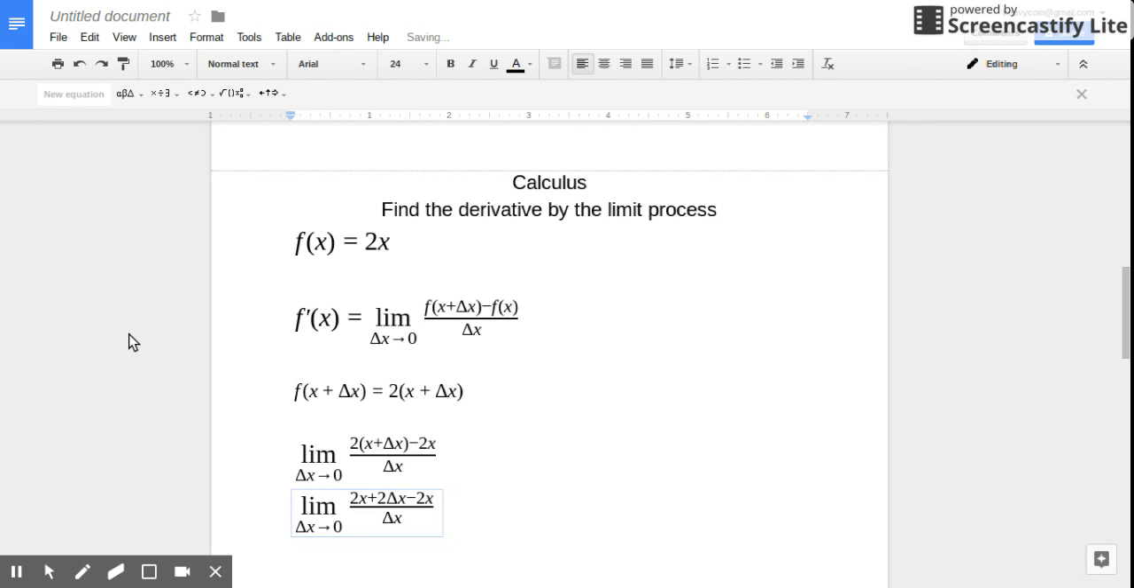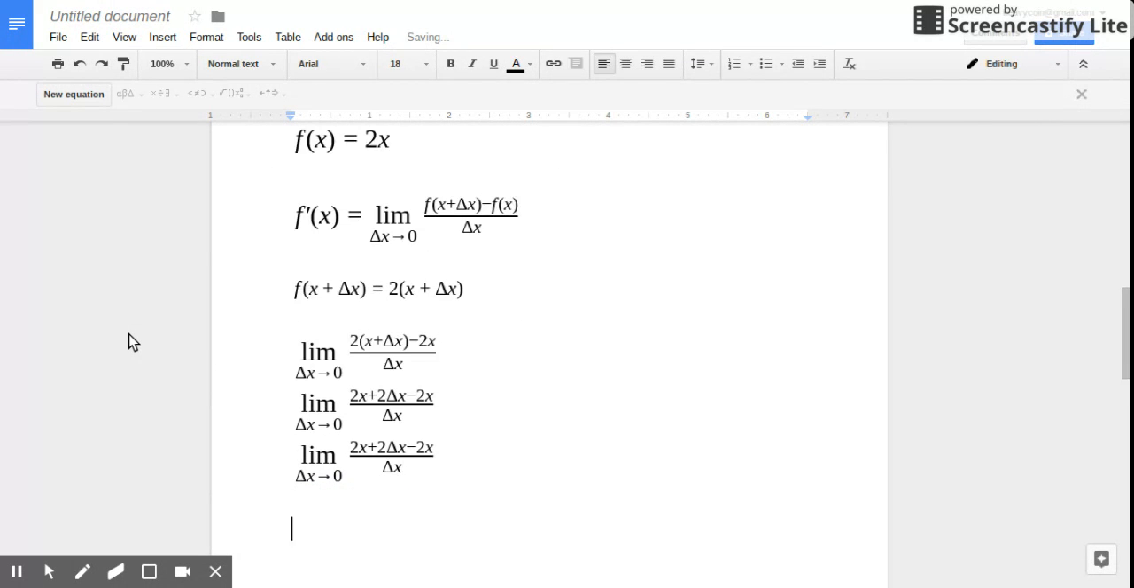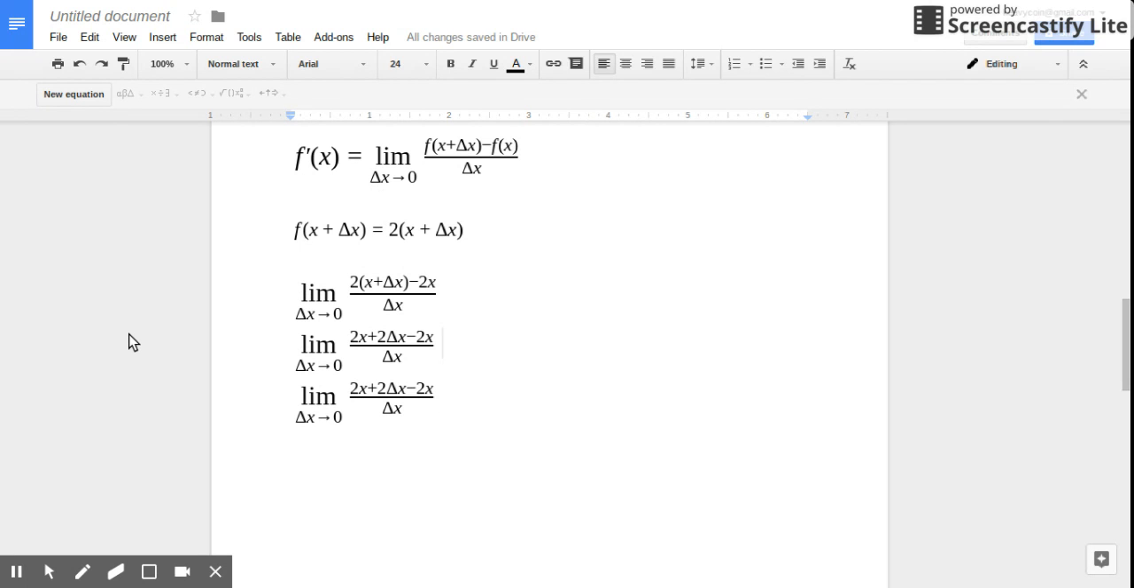Okay. Now you see up here in the numerator, we have a negative 2x and a positive 2x. So 2x minus 2x is going to be 0. And so we're going to end up being left with just 2 delta x in the numerator. 2 delta x in the numerator. So let's go ahead and just copy and paste that. Alright, so hopefully you're able to keep up with what I'm doing here.